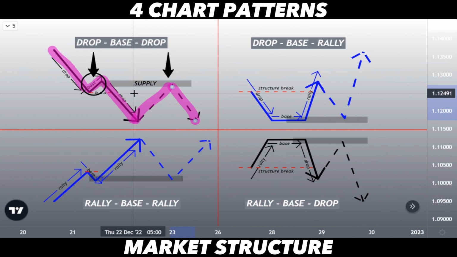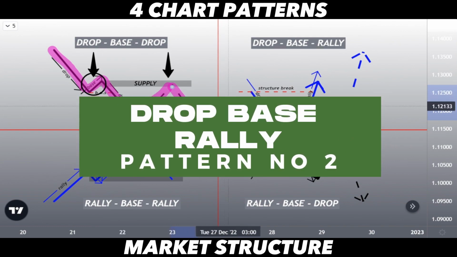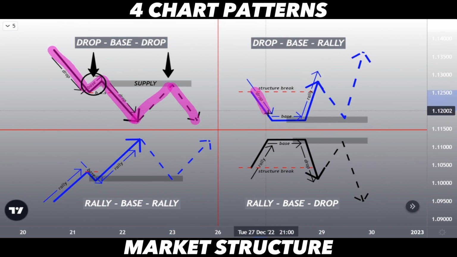Our second chart pattern is drop, base, rally. Drop, base, rally is whenever we have the move going downwards, that's the drop, then sideways movement, that's the base, and then rally, prices going upwards. That is drop, base, rally.